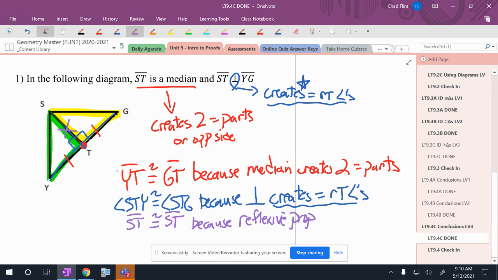That is what I did in 9.3b and c and 9.4a and 9.4b. I write the statements as I put the marks on. So now these triangles are congruent. My job is to say which one of these five things is happening.